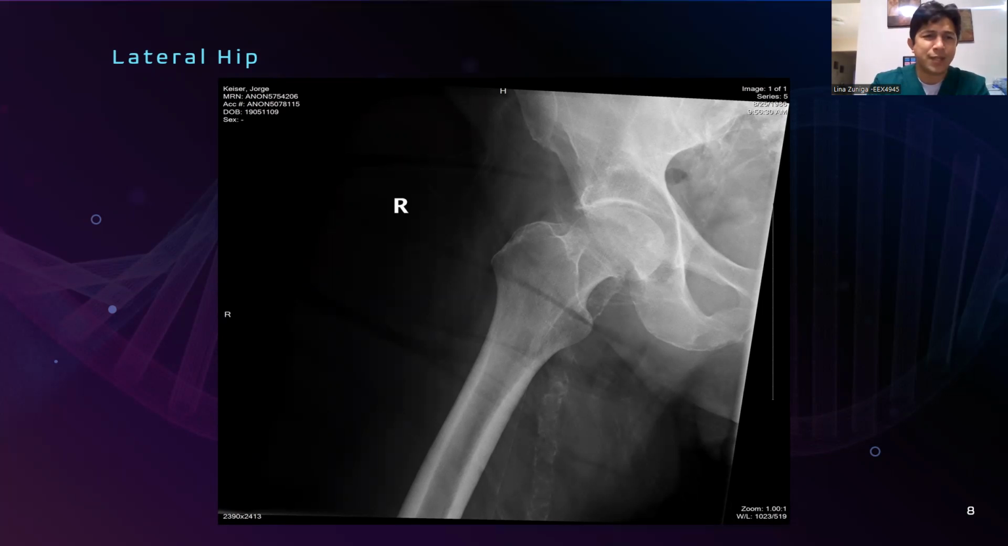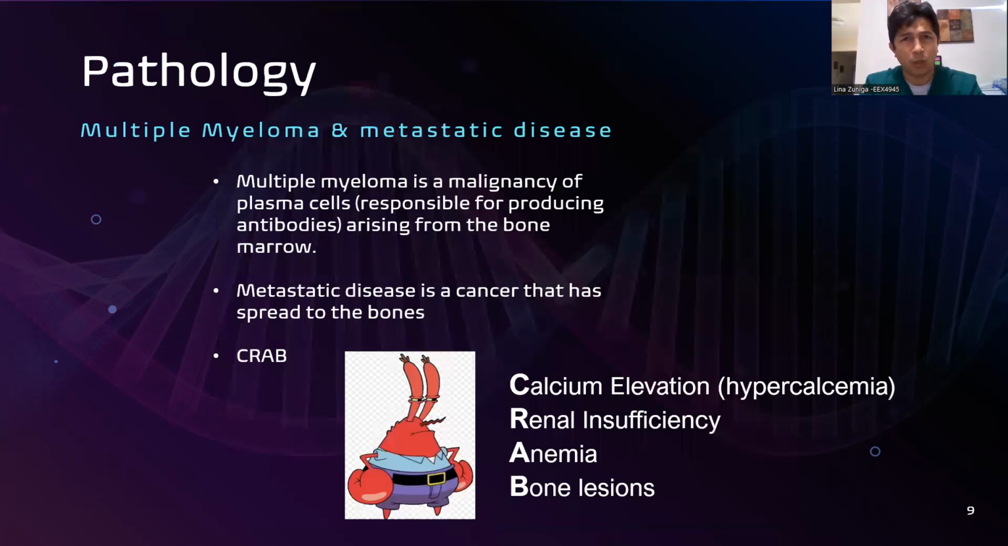Now, like I said, I want to address the spots we observe on the bones, and that's basically myeloma. As a pathology, it's multiple myeloma or metastatic disease. Multiple myeloma is what it says here: a malignancy of plasma cells responsible for producing antibodies, arising from the bone marrow. That's just a bunch of fancy words to say that it's a metastatic disease, which is a cancer that has spread to the bones.